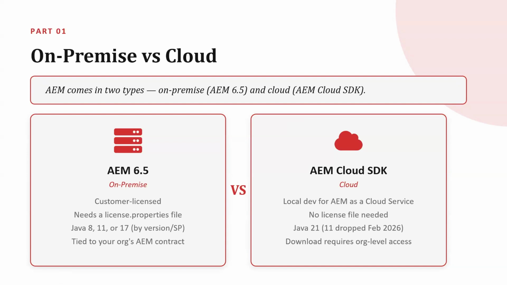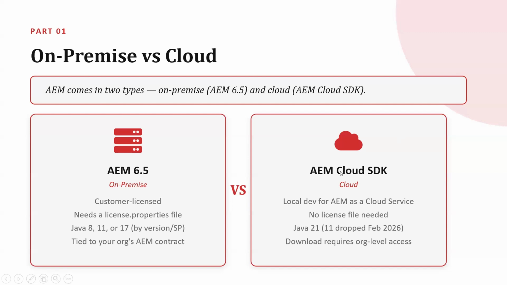There are still some clients using older versions of on-premise like AEM 6.4, AEM 6.3, etc. AEM 6.5 is the last on-premise version that Adobe has released. To run on-premise, we need Java 8 or Java 11 or Java 17. It depends on the service pack that you are using.